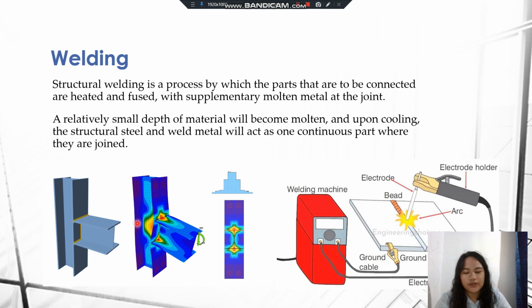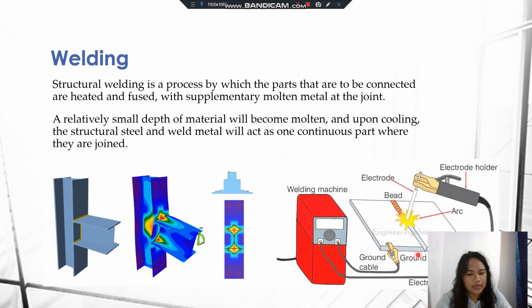So here, as you can see, it is where the steel is heated and fused, and after cooling, magiging connected na sila. A relatively small depth of material will become molten, and upon cooling, the structural steel and weld metal will act as one continuous part where they are joined.